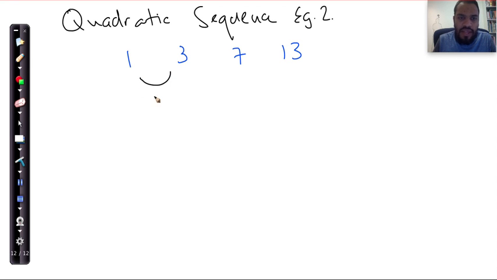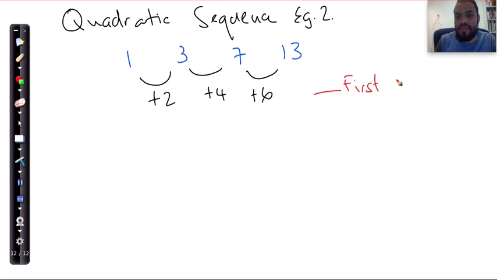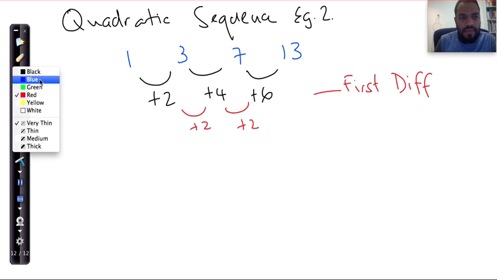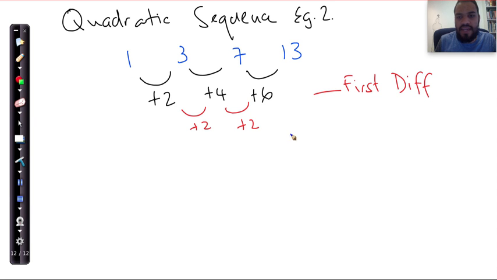So from 1 to 3, I'm adding 2. From 3 to 7, I'm adding 4. And from 7 to 13, I'm going to be adding 6. Okay, and so this here, again, that's my sequence of first differences. Right? And then I'm going to go further and I'm going to say, well, okay, between 2 and 4 I'm adding 2, and between 4 and 6 I'm adding another 2.